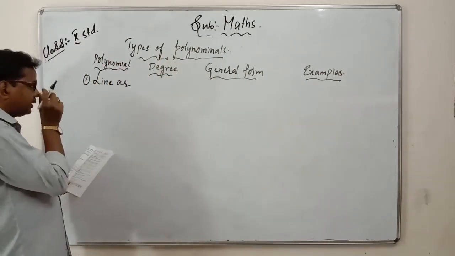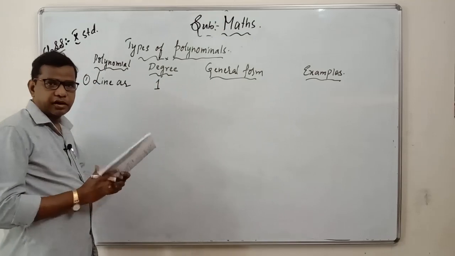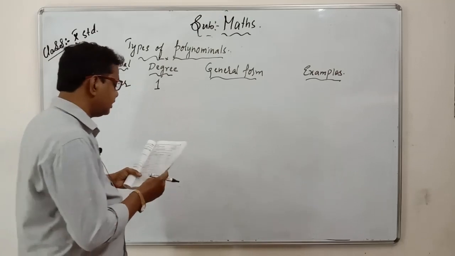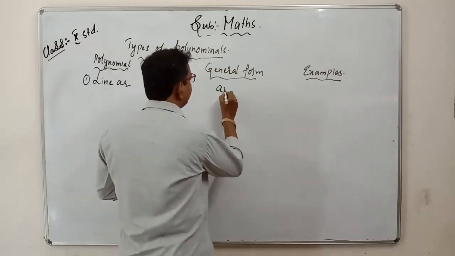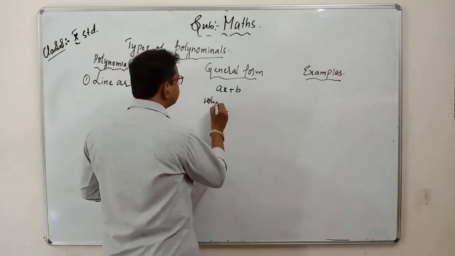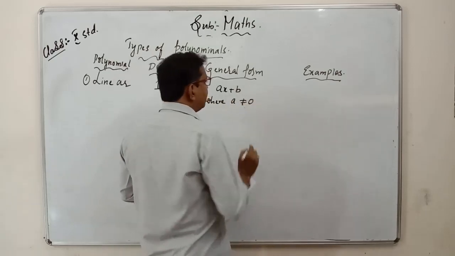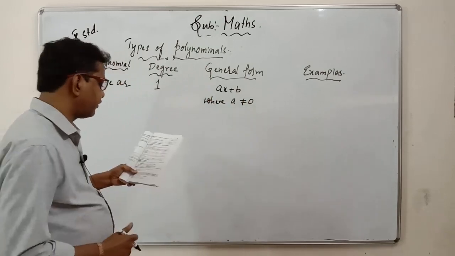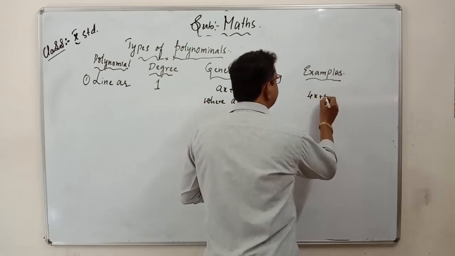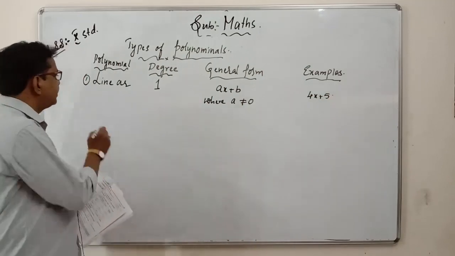What is linear polynomial? So in linear polynomial, the degree will be always 1. You have to keep in mind, in linear polynomial, the degree will be always equal to 1, and its general formula is ax plus b, where a is not equal to 0. Why is it not equal to 0? I'll explain you afterwards. Just first write it down. Then example we have 4x plus 5. This is called linear polynomial. Let us go for second one.